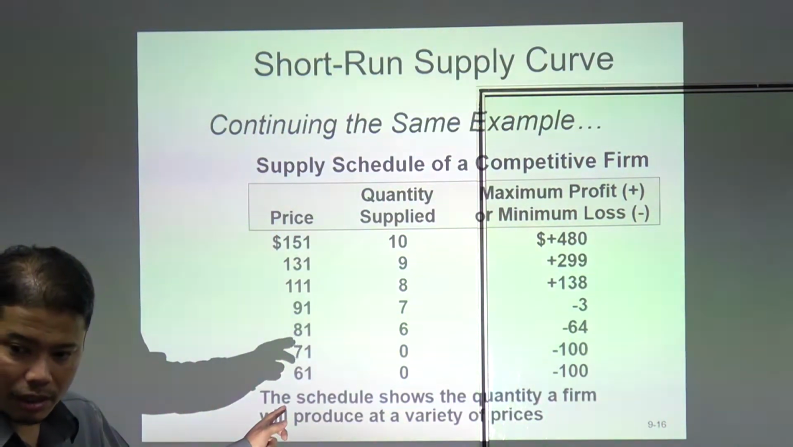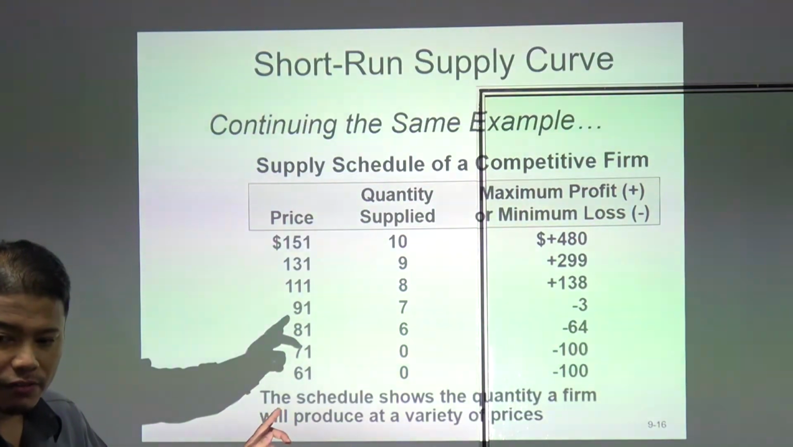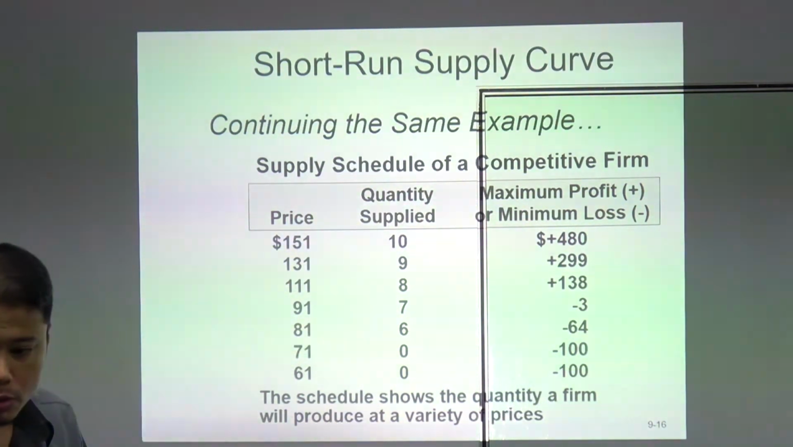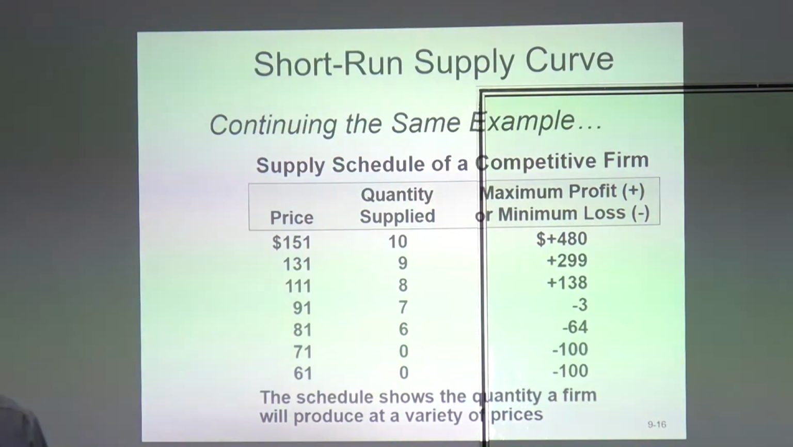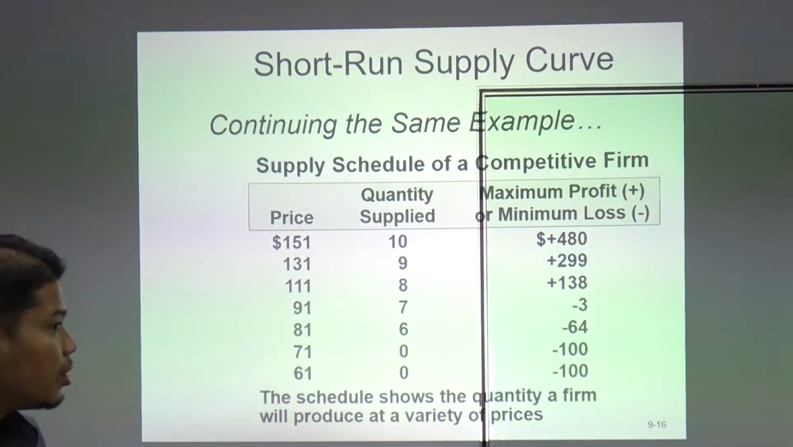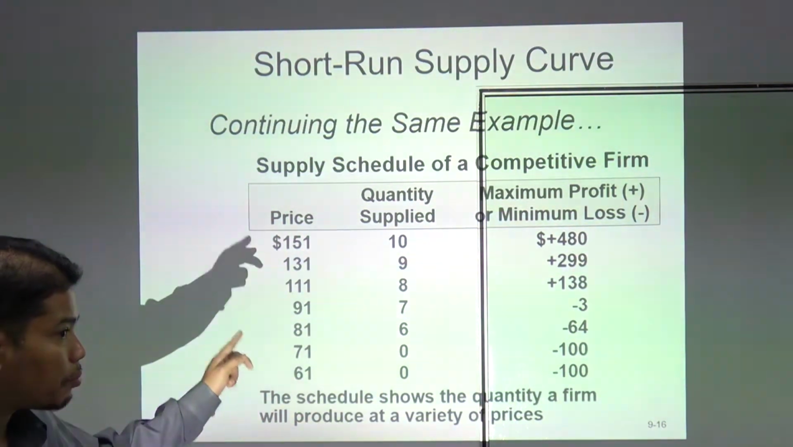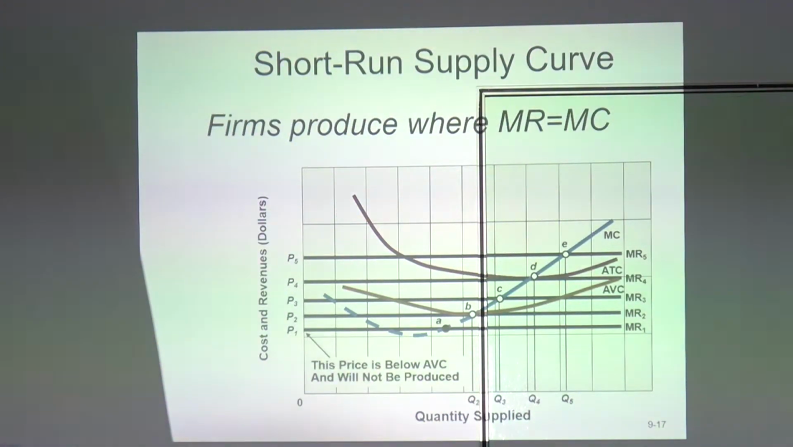In this example, we are also able to prove that the supply curve of a firm is actually upward sloping. When the firm maximizes profit, the firm will produce more quantities of output whenever the price is higher, as shown by this table. Now, in the diagram, we can also identify the supply curve.